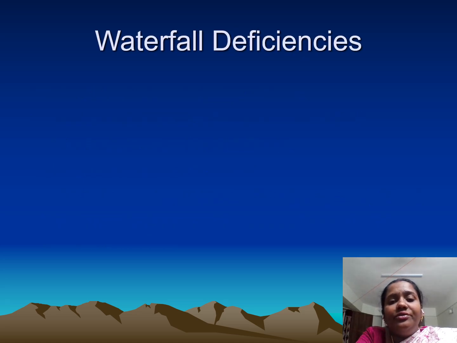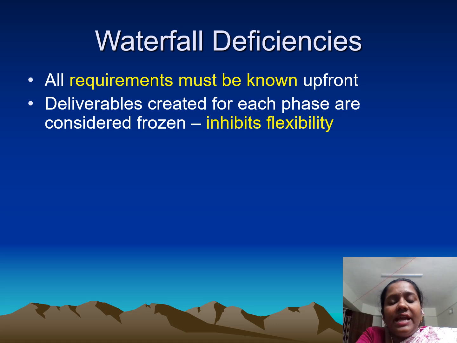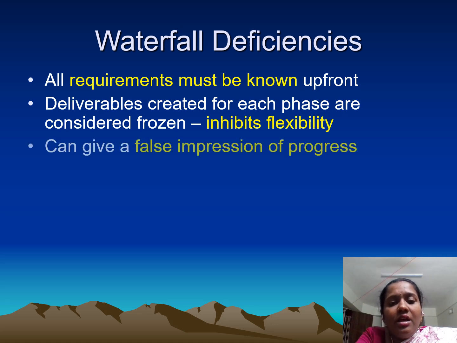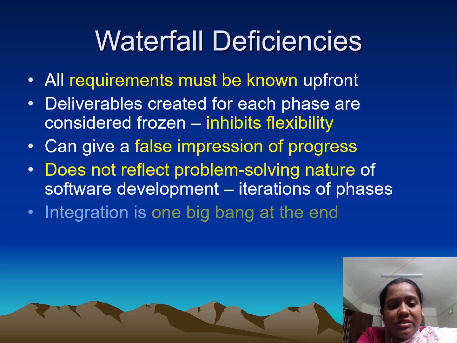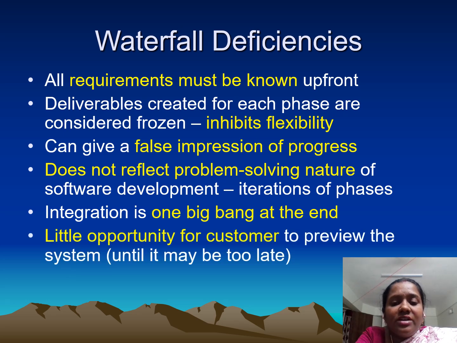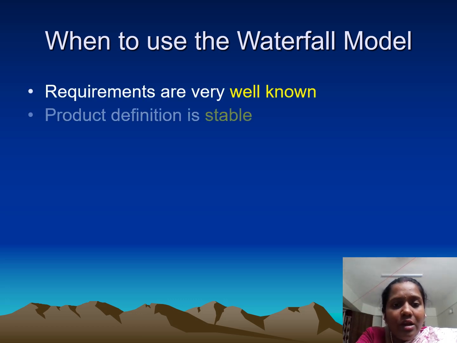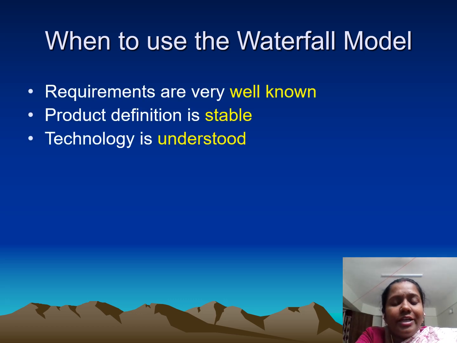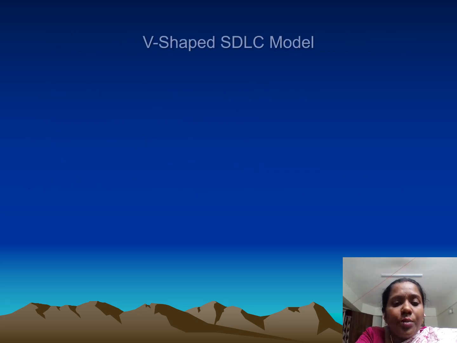The waterfall deficiencies are that all requirements must be known. Deliverables created for each phase are considered frozen, and this can give a false impression of progress. It does not reflect the problem-solving nature of software development, with iterations of the phases. Integration is one big bang at the end. There is little opportunity for the customer to preview the system until it is very late. The waterfall model is used when the requirements are very well known, the product is stable, the technology is understood, for new versions of an existing product, or porting an existing product to a new platform.